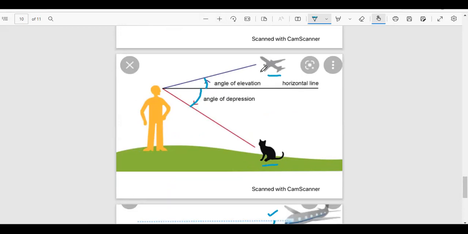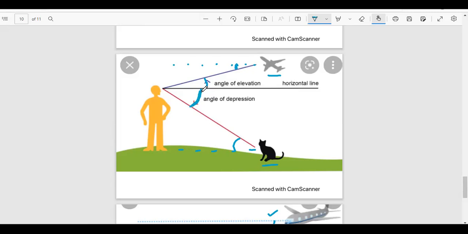If I talk about the angle of depression from the plane, that would be same as the angle of elevation. It would be this angle and this angle would be same as the angle of elevation. And if I talk about angle of elevation from the cat, that would be this one. So this angle would be same as this angle of depression.